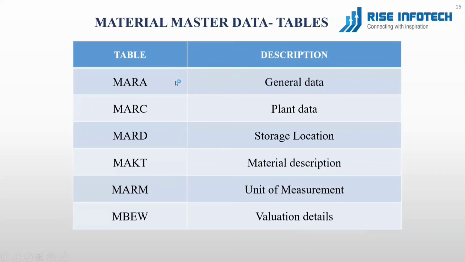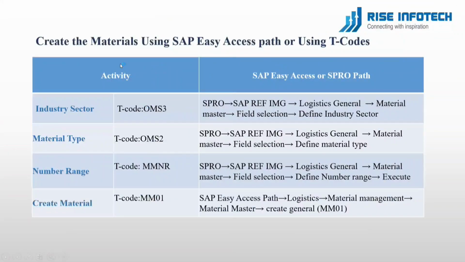Then tables, material master data tables: MARA for general data, MARC for plant data, MARD for storage location, MAKT for material description, MARM for unit of measurement, MBEW for valuation details. These are the tables used in material master data.